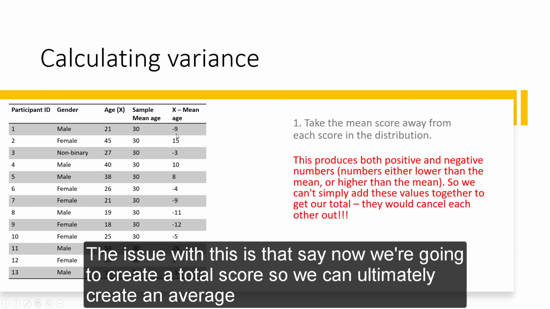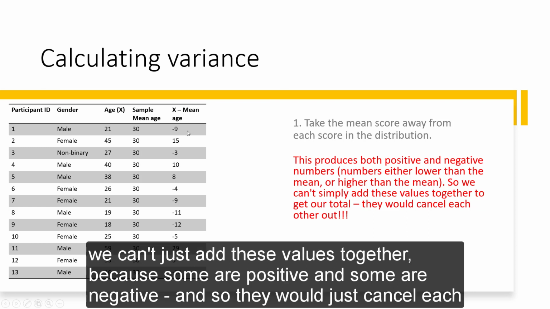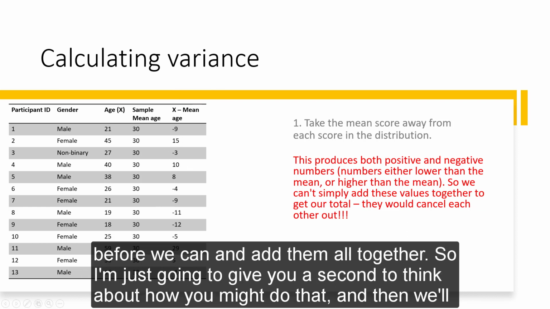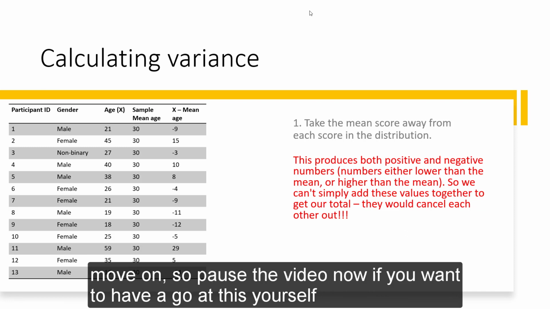The issue with this is that, if we're going to create a total score, so we can ultimately create an average, we can't just add these values up because some are positive and some are negative, so they're just going to cancel each other out. We've got to do something to that information first. We've got to make each of these values positive before we can add them all together. So I'm just going to give you a second to think about how you might do that, and then we'll move on. So pause the video now if you want to have a go yourself.